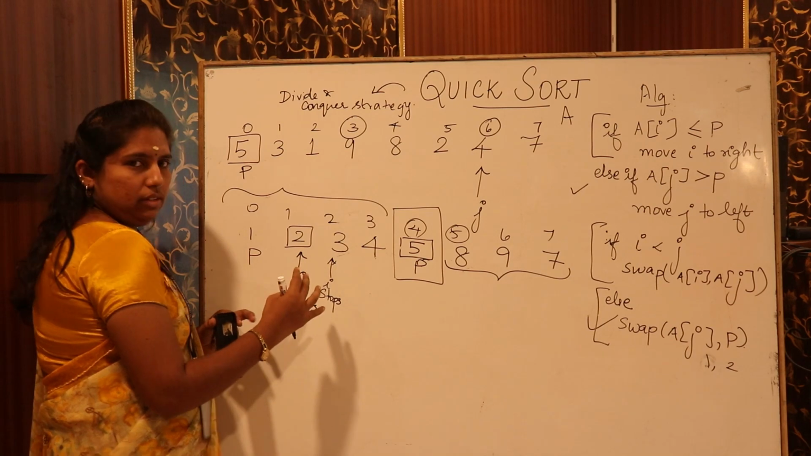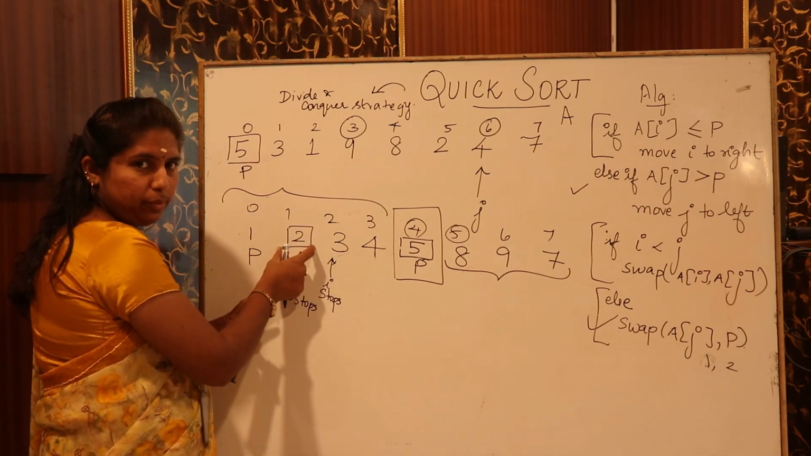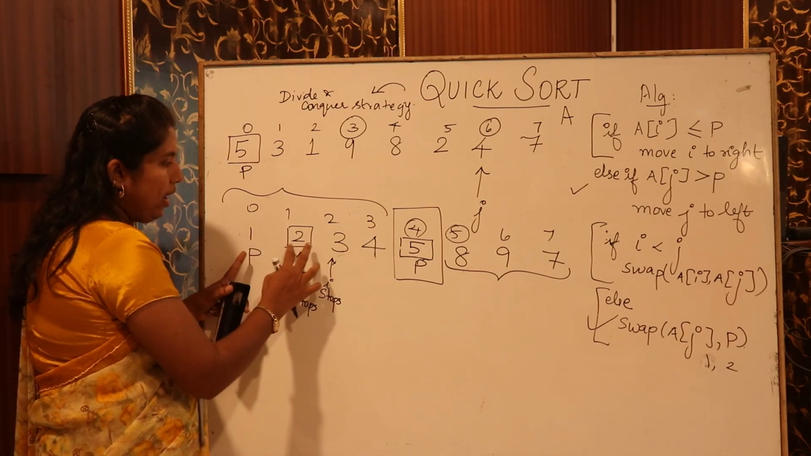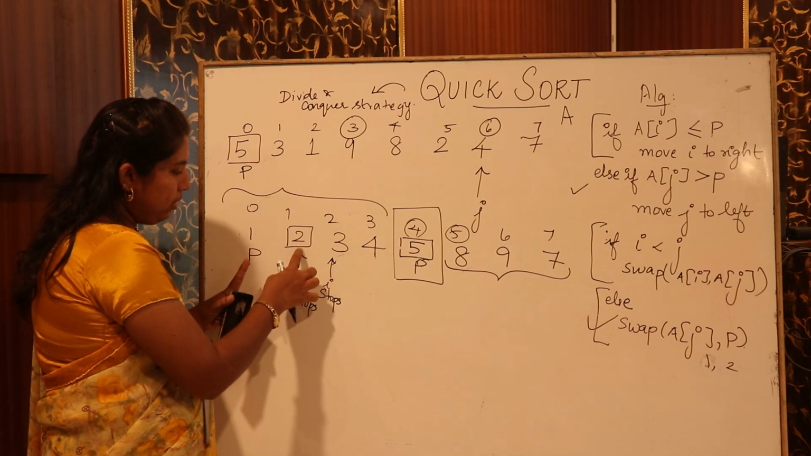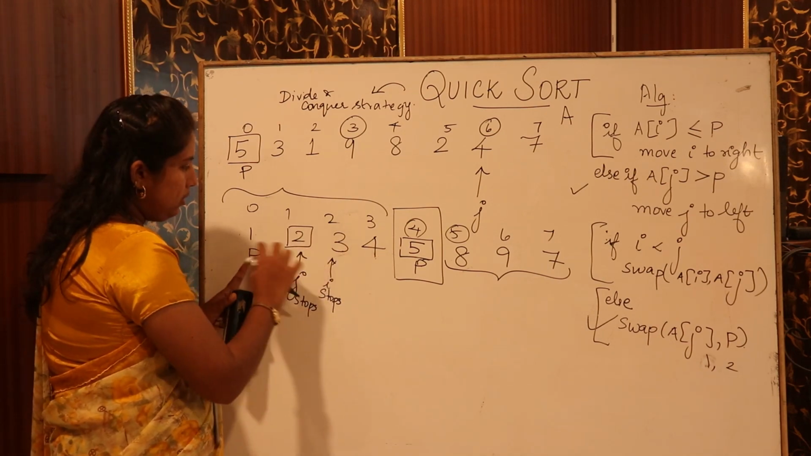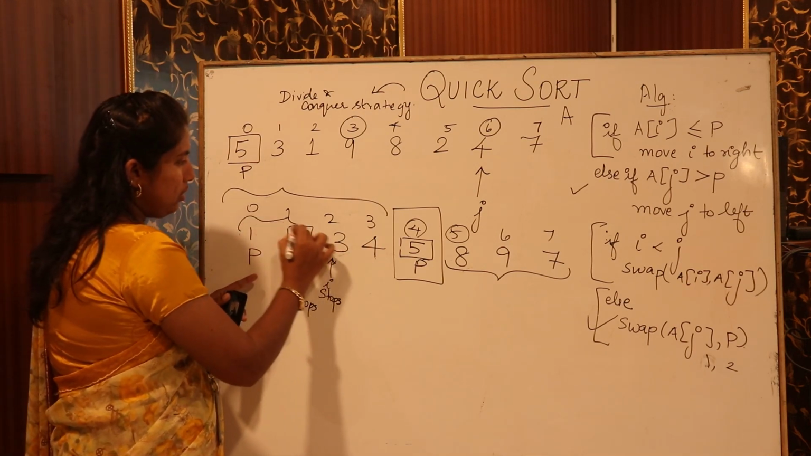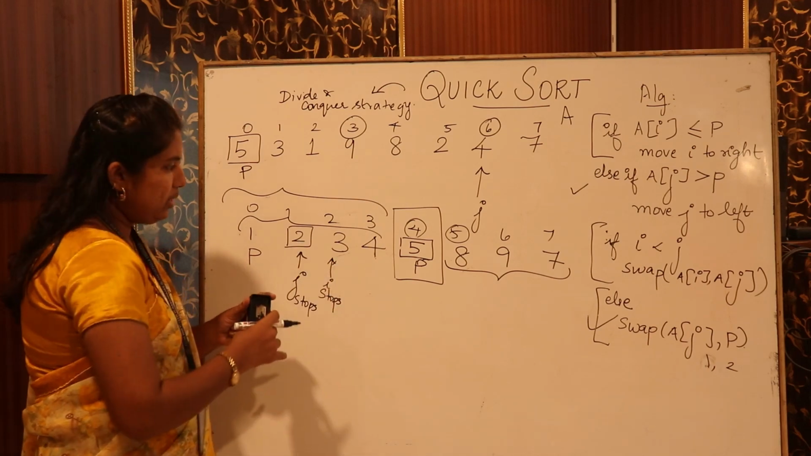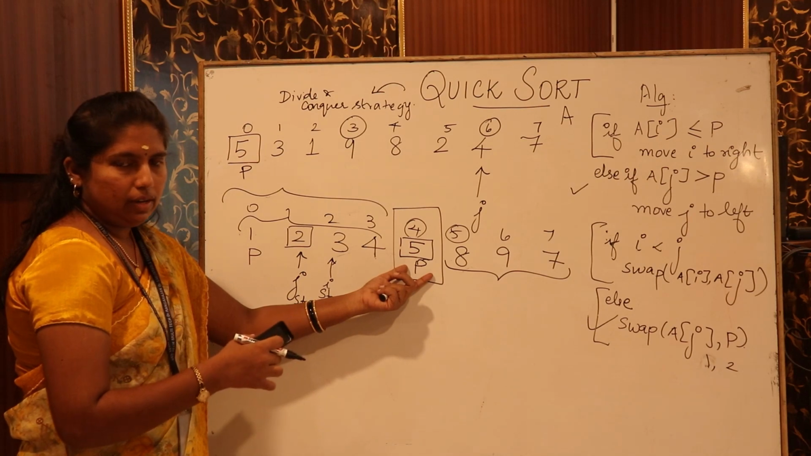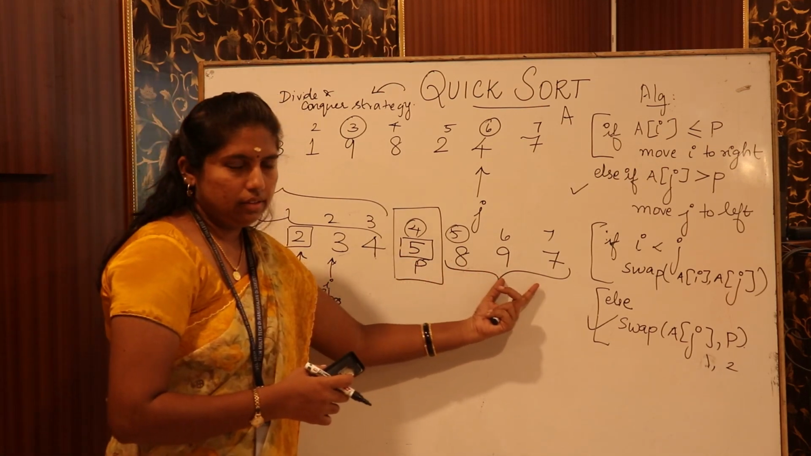So after this, when you see here, this is our pivot element, it has come to its correct position, and the elements lesser than the pivot element are on the left hand side, and the elements greater than the pivot are placed on the right hand side. And if you see here, 1, 2, 3 and 4 are in their correct order, which means we have sorted the first part, and the 5 is the pivot element, which is in the correct position. So again you have to sort these things.